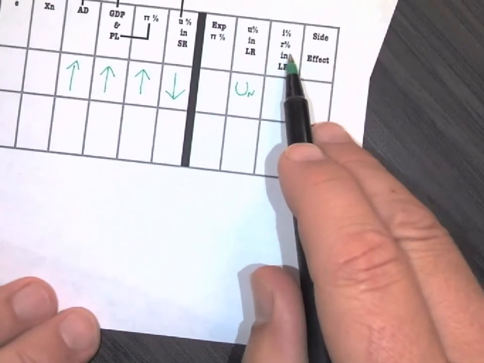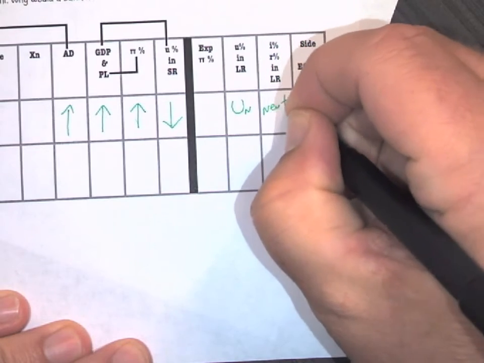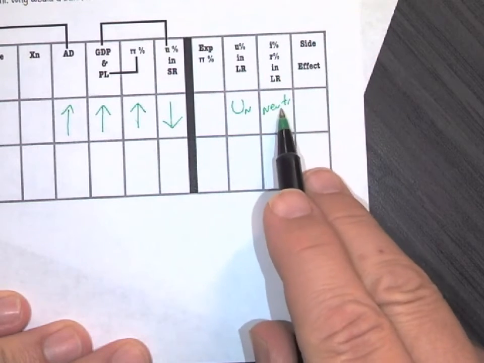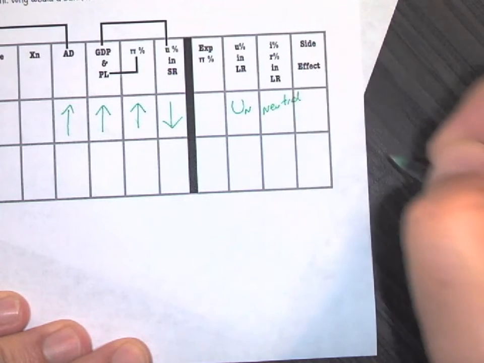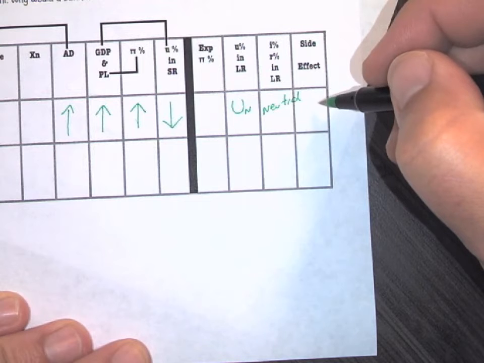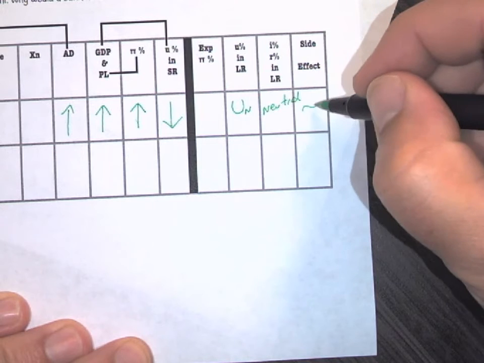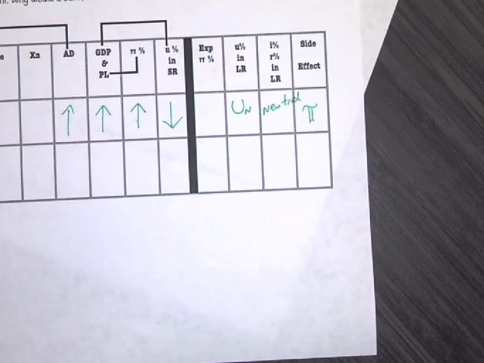So nominal and real interest rates in the long run are going to remain neutral, because we don't know what they're going to do. Neutral. Now, unfortunately, what is our side effect of reducing unemployment? What do we cause? We cause inflation. It's like that game whack-a-mole. You knock down unemployment, here comes inflation. You knock down inflation, you cause unemployment. And so for those expansionary policies, we do have our side effects.